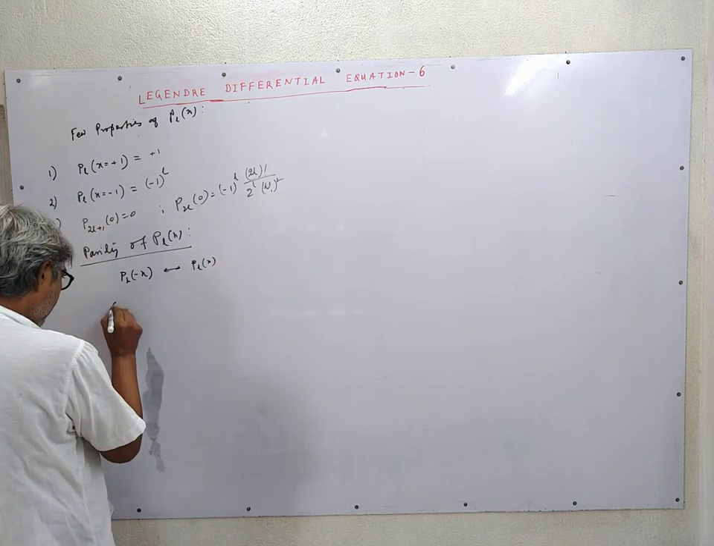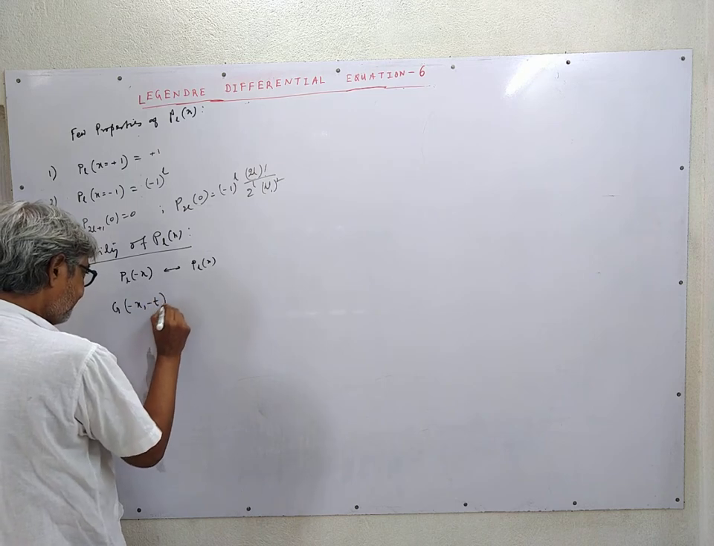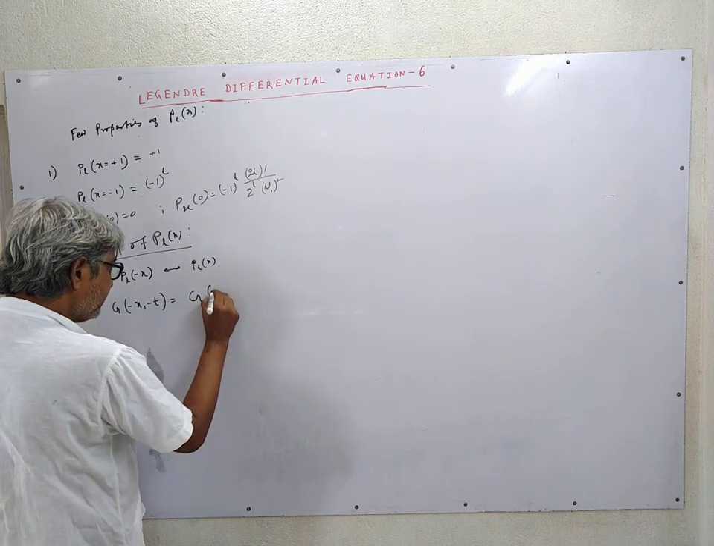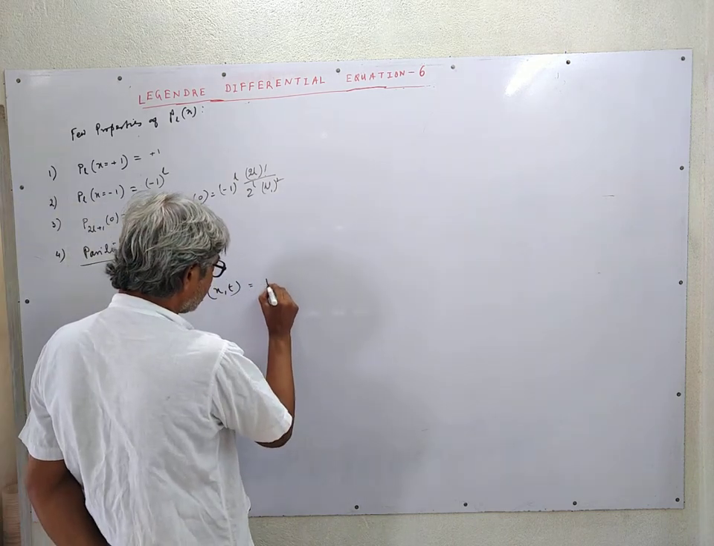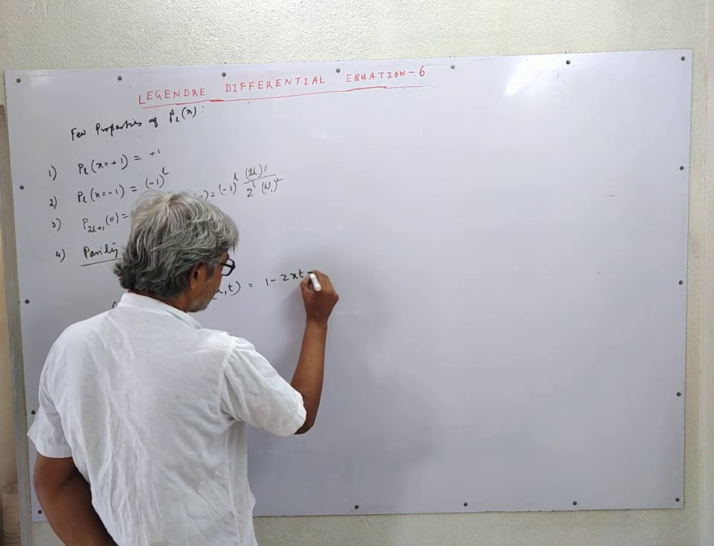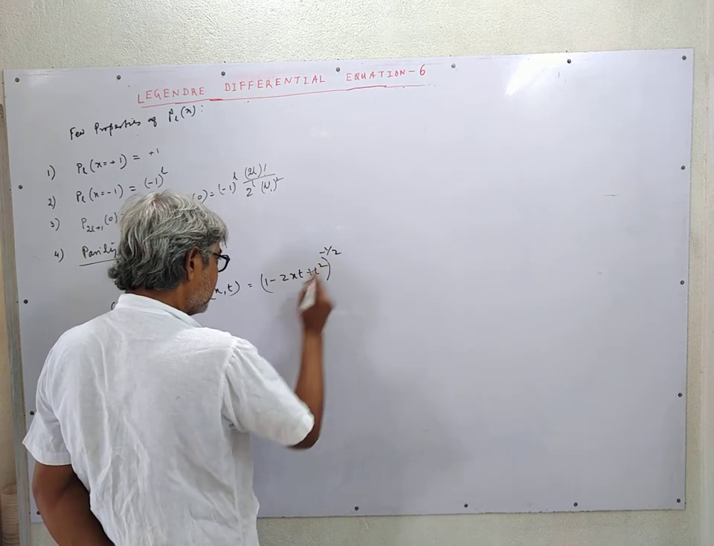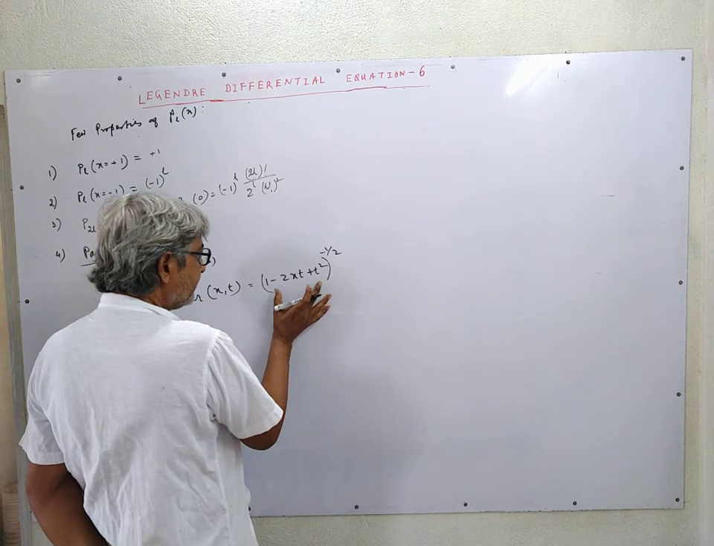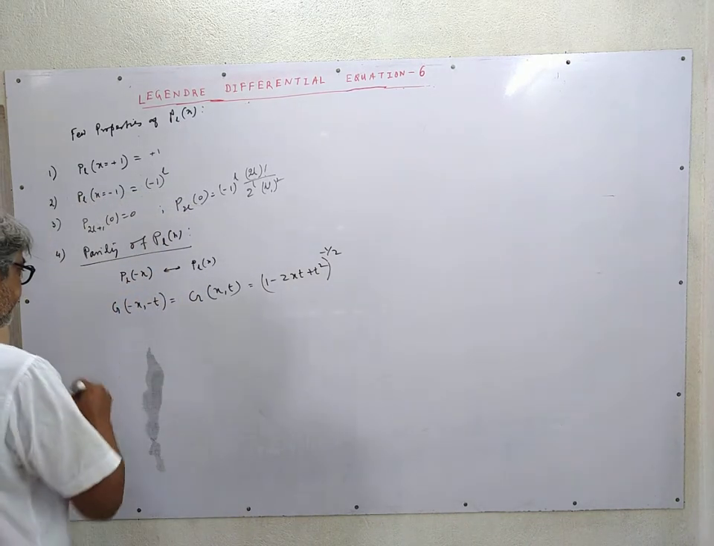So we write g of minus x, minus t, which is equal to g of x, t, because note the function 1 minus 2xt plus t square: if we simultaneously change the sign of x and t, this function remains unchanged.